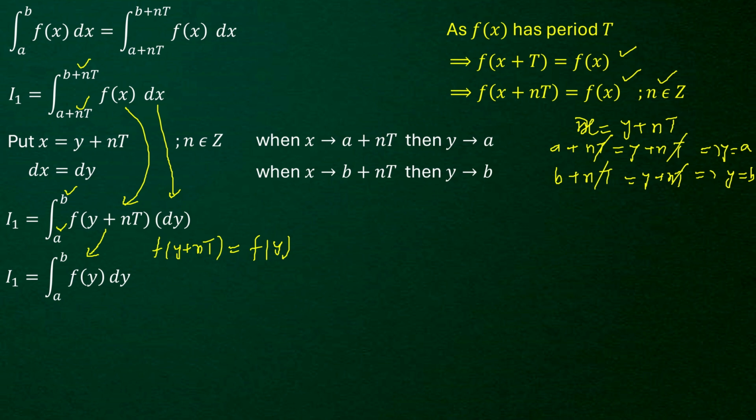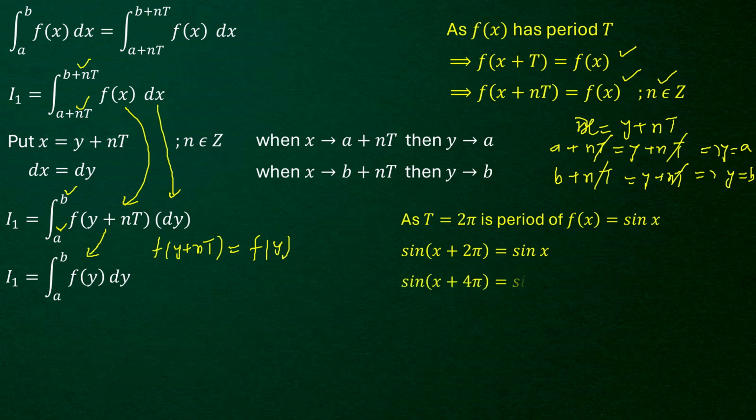Let's explain it using an example. As we know that 2 pi is the period of the function f of x is equal to sine of x, we can write sine of x plus 2 pi is equal to sine of x. We can also write sine of x plus 4 pi is equal to sine x, sine of x plus 6 pi is equal to sine x, and sine of x plus 8 pi is equal to sine of x.